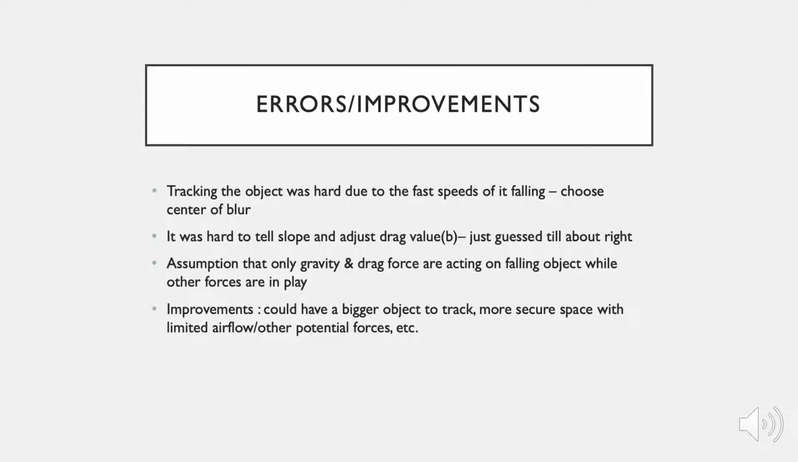Some potential errors could come from the difficulty of tracking the object due to its fast motion. We just had to choose the center of the blur as the object fell. It was hard to tell the slope and adjust the drag value, which is b, and we just had to guess until it looked about right. Also, another potential error could come from the assumption that only gravity and drag forces are acting on the falling object, while there may be other forces in play.